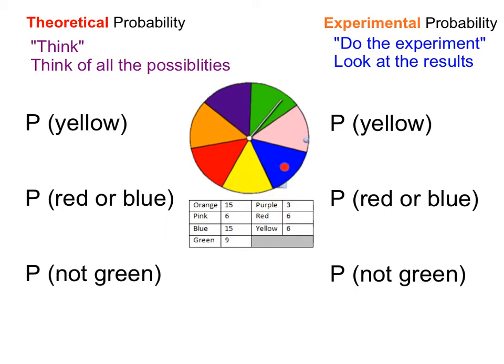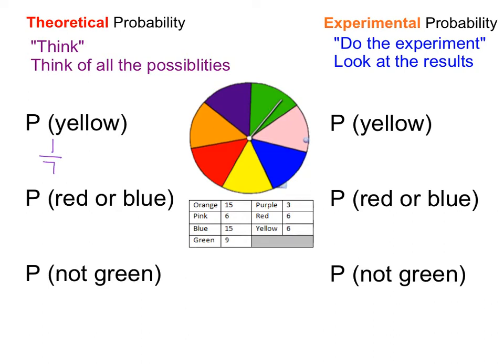I have a spinner here in the middle with lots of colors. When we are talking about theoretical probability, we just think of all the possible possibilities. So when we're looking at this spinner, we see that there are 1, 2, 3, 4, 5, 6, 7 sections. How many of them are yellow? Well, there is one yellow segment out of that spinner.